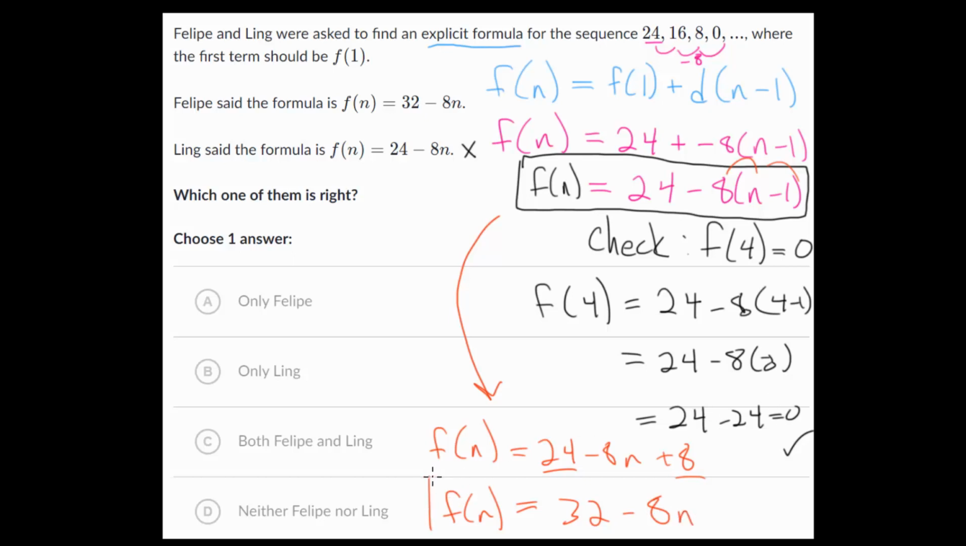So this is another way to write our sequence here. And notice, this is exactly what Philippe has. So Philippe's formula is correct. And since Ling's is not correct, we can assume that choice A is the correct answer here. So let's do one more of these problems.